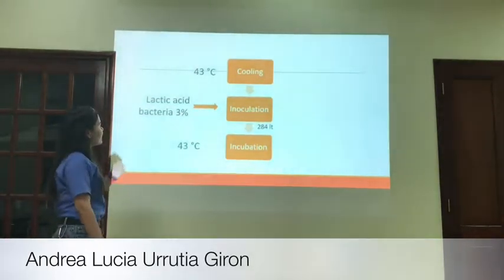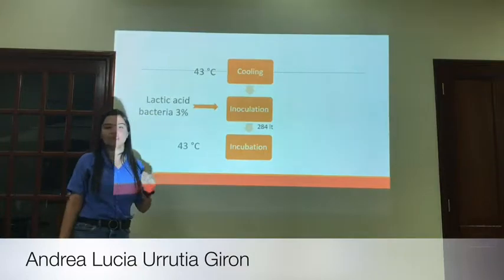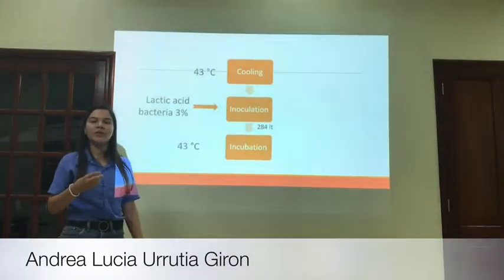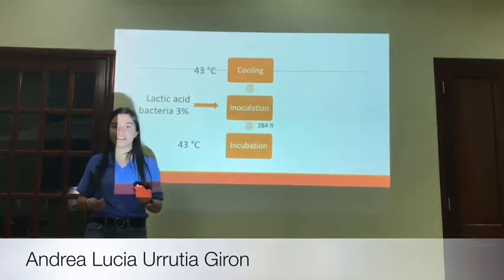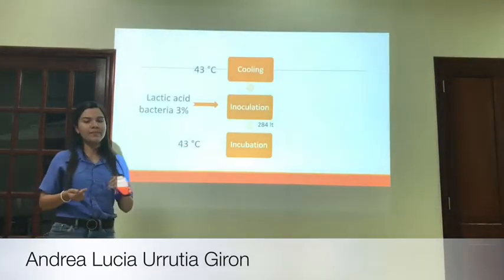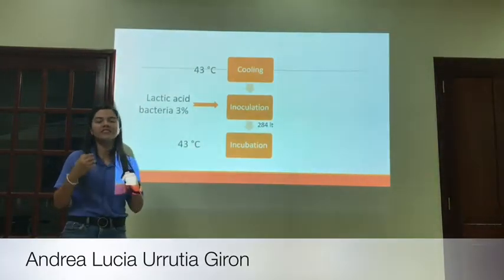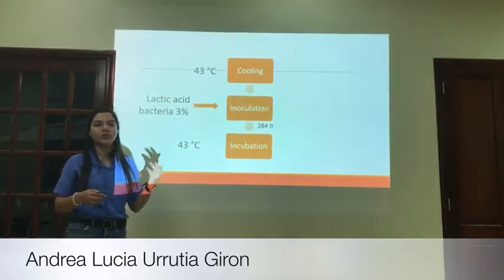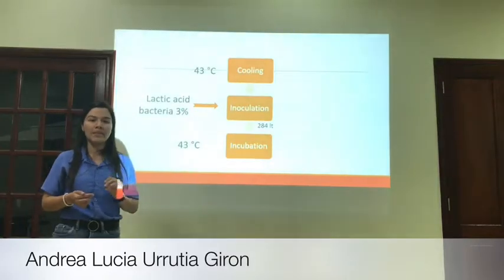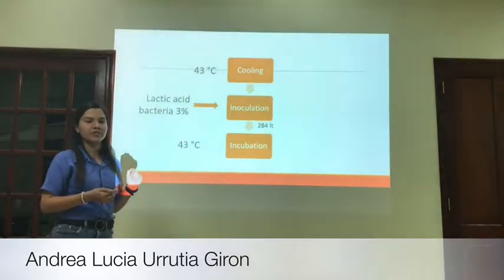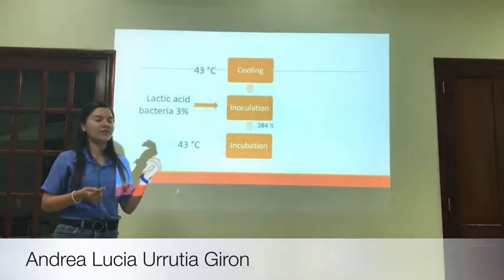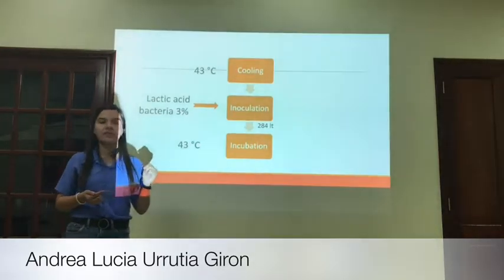Then, the next step is inoculation. That consists of adding lactic bacteria in a proportion of 3% of the total volume of milk. The temperature should be kept at 43 Celsius degrees. It should be kept in a kettle and stirred constantly for 5 minutes. Then it should be transported to a stainless steel pot with a capacity of 15 liters.